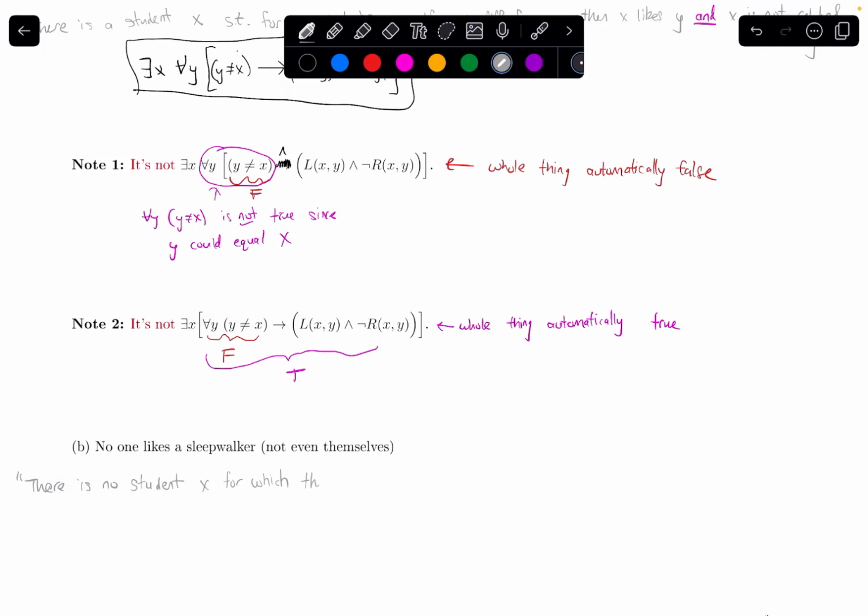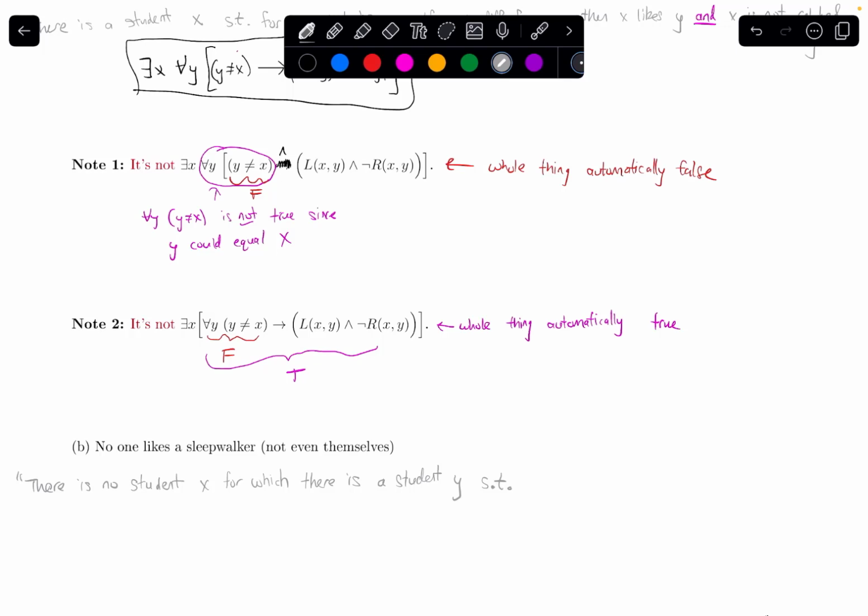So there is, I can't directly say there is a sleepwalker, because the domain of the variables that I use aren't sleepwalkers, they're students. So what I can say is for which there is a student, okay, and I'm going to introduce a variable. And I can't use the same variable x because that would be assuming that the two people are the same. So I'll use a new variable y. So for which there is a student y, such that, s.t. is my abbreviation for such that.